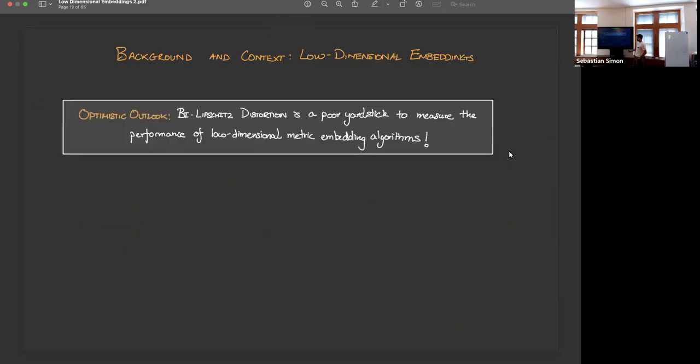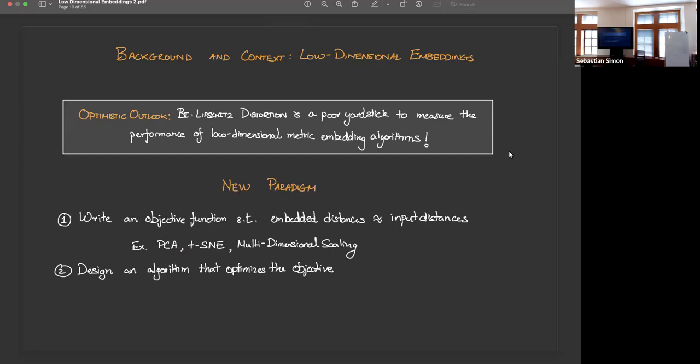So let me give you a more optimistic outlook on what is going on. And this is perhaps a controversial thing. But an optimistic outlook here is that the hardness is actually a yardstick to measure the performance of low-dimensional metric embedding. Because essentially it's saying that there's nothing better that you can do than random projection. But this doesn't seem to match observed outcomes.